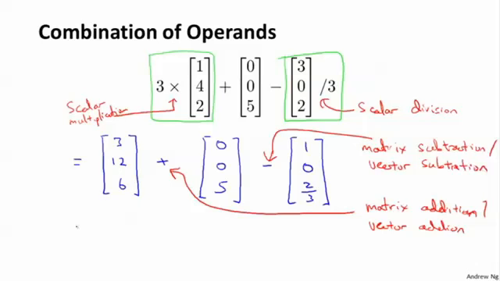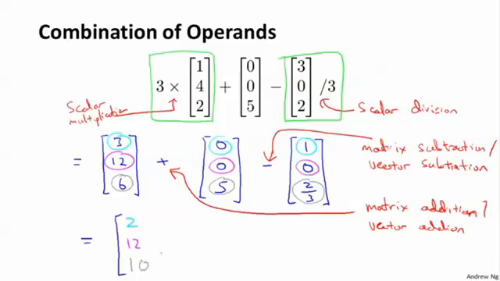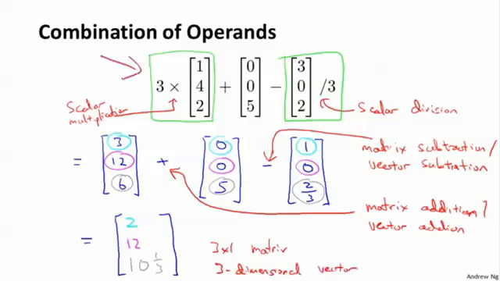Okay? And finally, to wrap this up, this gives me a vector whose first element is going to be 3 plus 0 minus 1. So that's 3 minus 1, which is 2. The second element is 12 plus 0 minus 0, which is 12. And the third element of this is 6 plus 5 minus 2/3, which is 11 minus 2/3, so that's 10 and 1/3. And I'm going to close my square bracket. And so this gives me a 3 by 1 matrix, which is also just called a 3-dimensional vector, which is the outcome of this calculation over here.